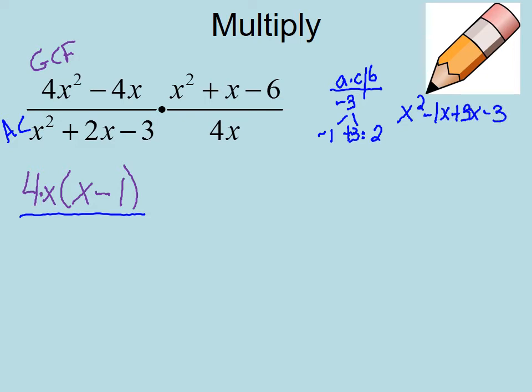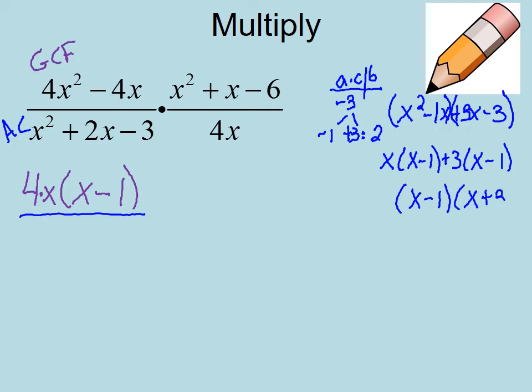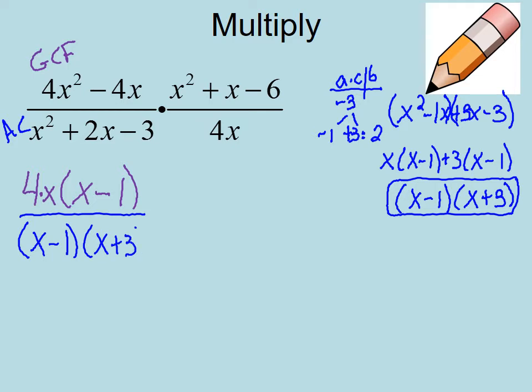And then I'm going to go ahead and do my grouping. First two together, last two together. First one I can just take out an x, so I'm left with x minus 1. Second one I can just take out a positive 3, so I'm left with x minus 1. So my factors are going to be x minus 1 and x plus 3. Now this is what's going to go underneath here. So I have x minus 1, x plus 3.